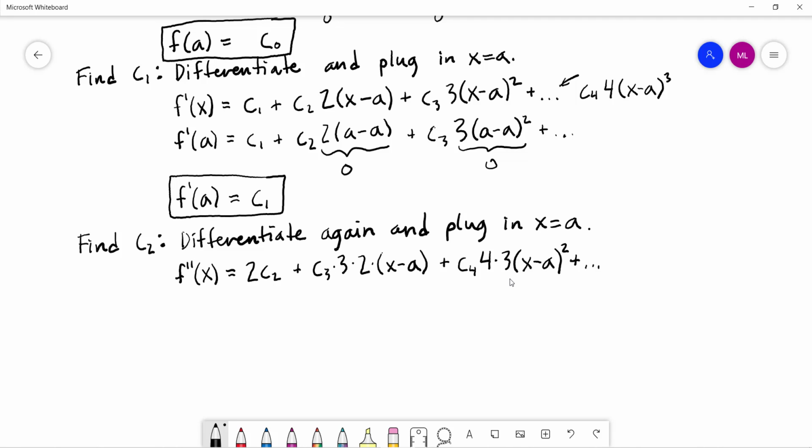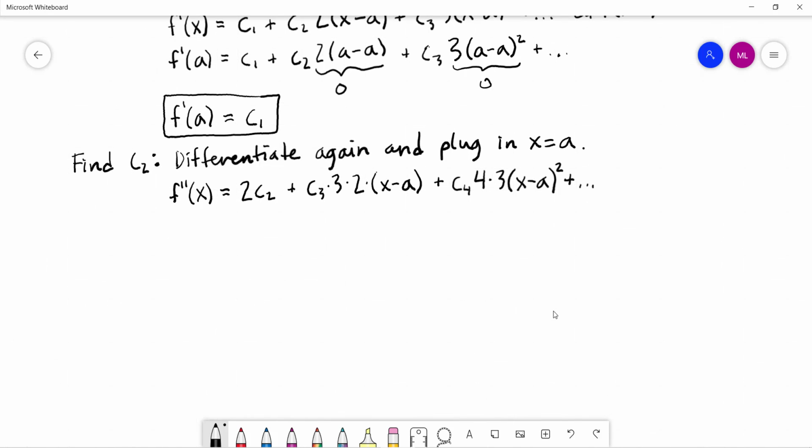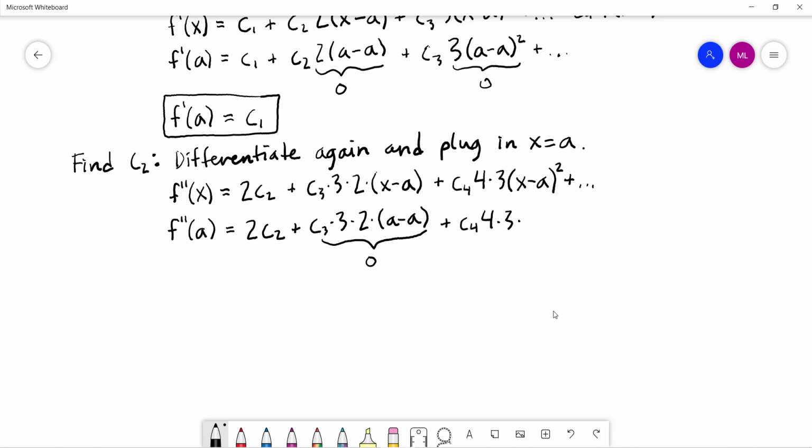So this is what the second derivative of the original function looks like. The first derivative gave us the factors of the 2 and the 3 and the 4 and so on, and the second derivative allowed us to pick up another factor of 2 here, a factor of 3 here, and so on as we take repeated derivatives. If we plug in x equals a, then f double prime of a is going to be 2c2 plus c3 times 2 times a minus a, which is 0, plus c4 times 3 times a minus a squared, which is 0, plus a whole bunch of other zeros.